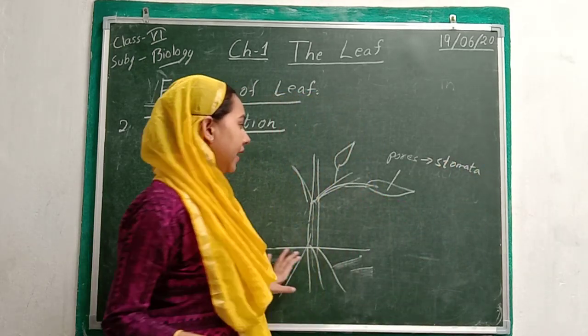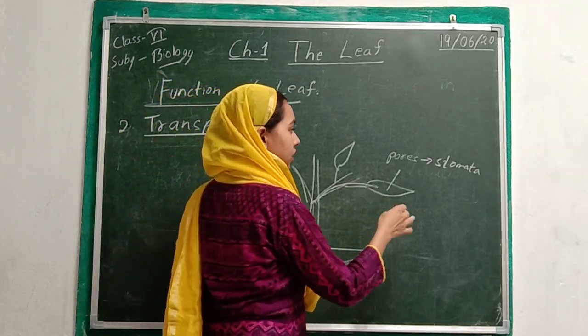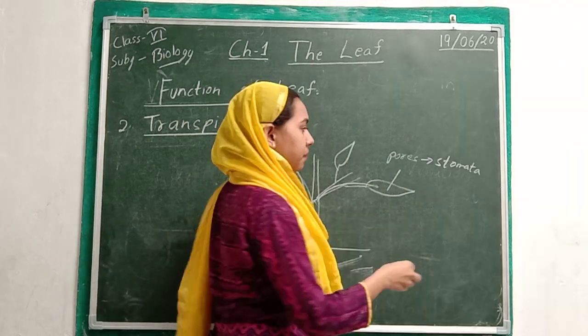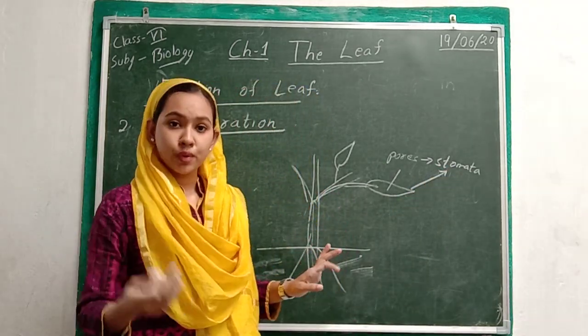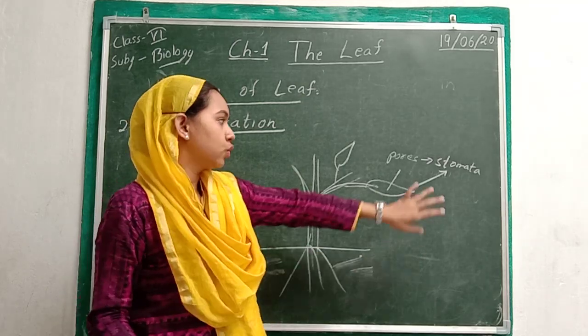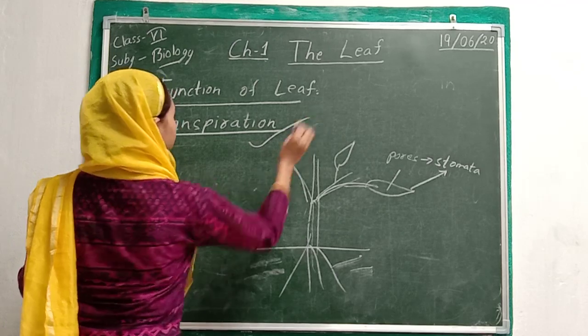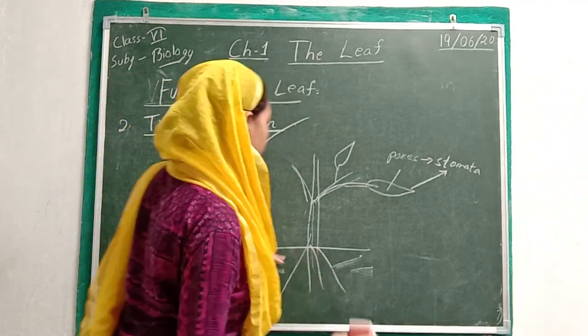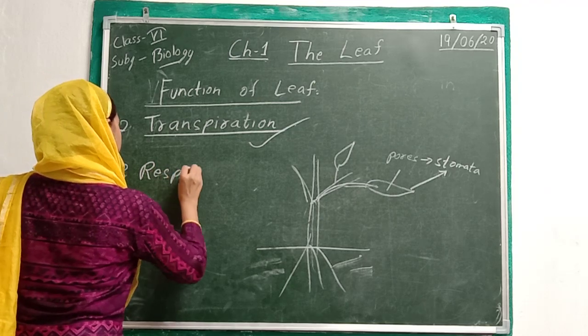The extra water which is taken up by the plant is lost in the air in the form of water vapor through these openings called the stomata. And this entire process of losing the excess water through the stomata in the form of water vapor is known as transpiration. Okay. And the third function was respiration.